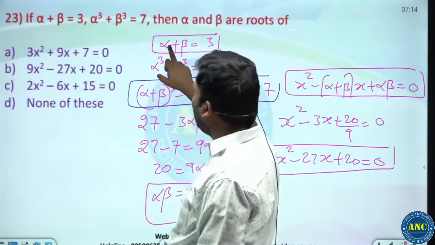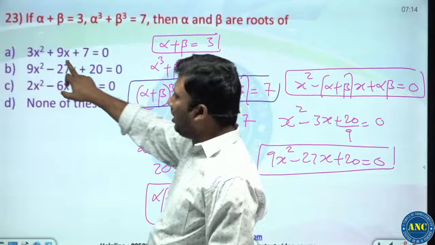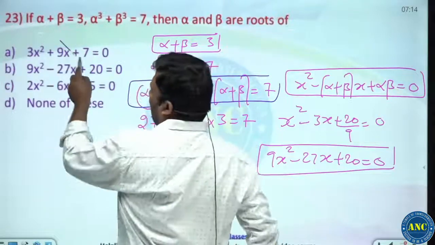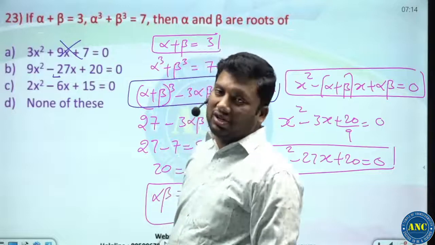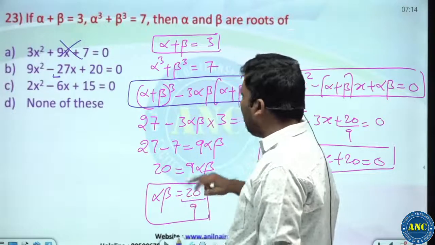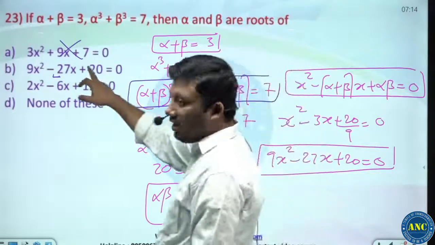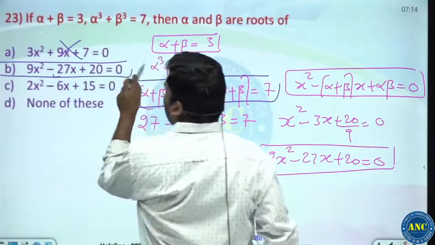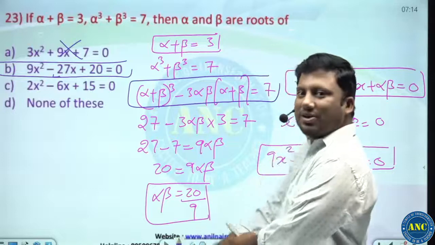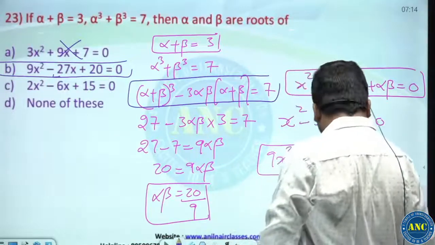Here also you can do. Sum of the roots, it is 3. It is minus 3? This cannot be. Sum of the roots, it is minus of minus 27 by 9, 3. Product of the roots is 20 by 9. Just by looking at the answer options, you can say that the second one is the right answer. I hope the idea is clear.